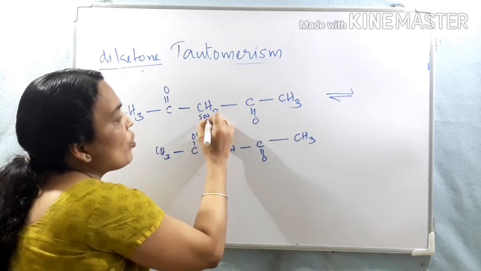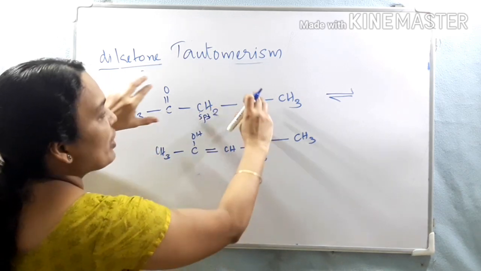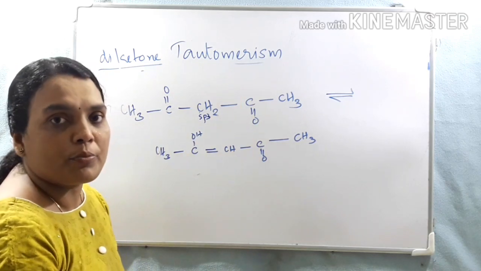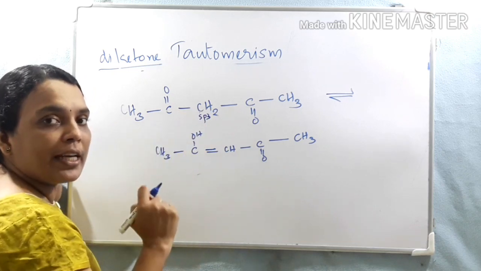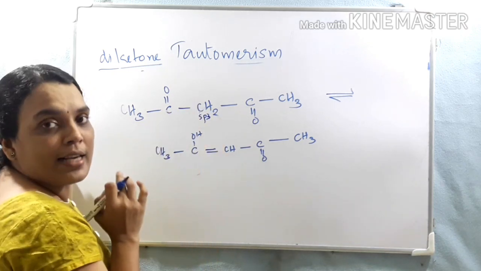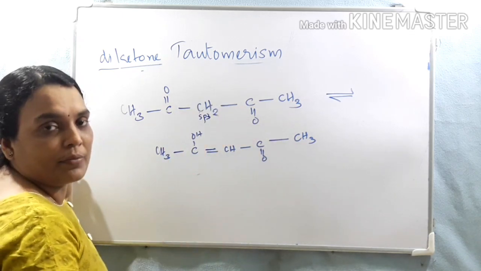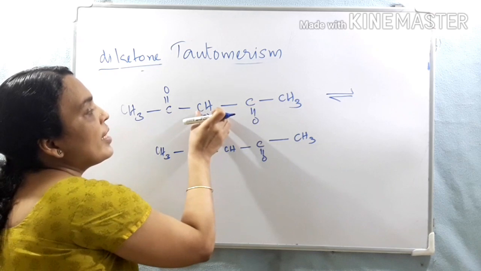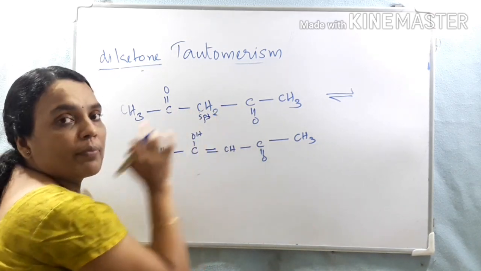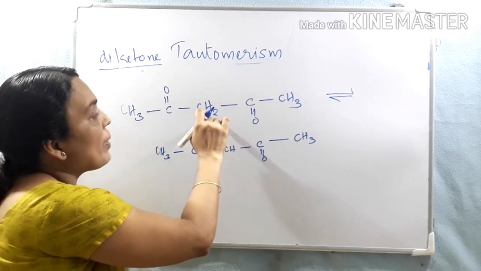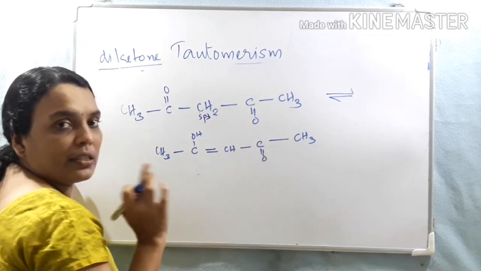Listen, this one is the most acidic alpha hydrogen because the CH2 group is present between two carbonyl groups. Both are electron withdrawing groups, so electron density around this carbon decreases. Comparing with these two, this hydrogen is more acidic. That is why hydrogen is removed from this carbon, that is, migration of hydrogen happens from this carbon. So we have an enol form like this.